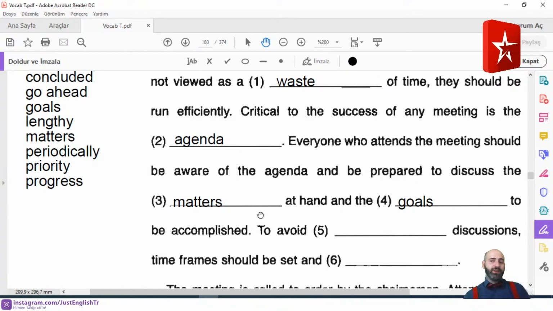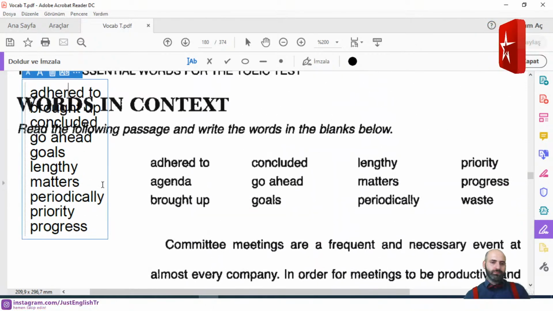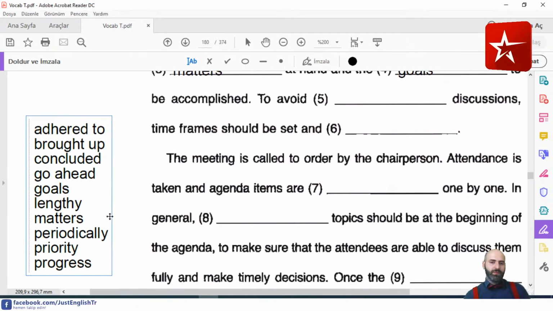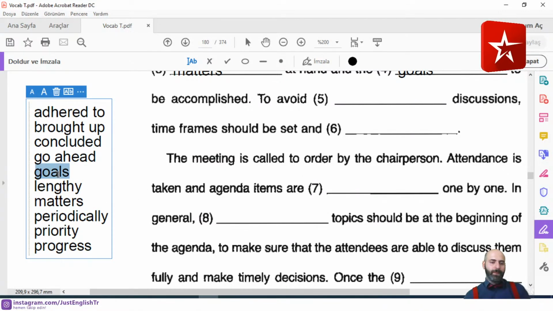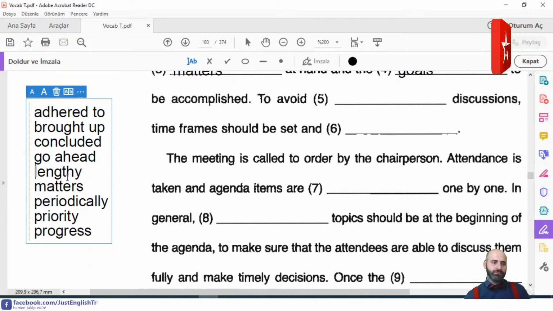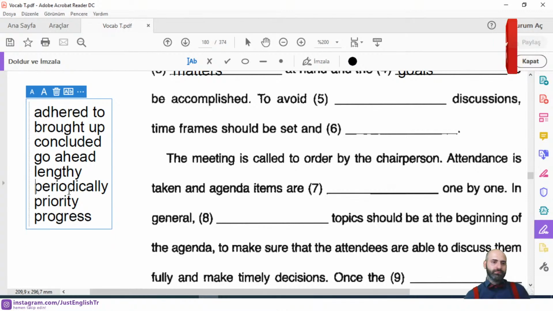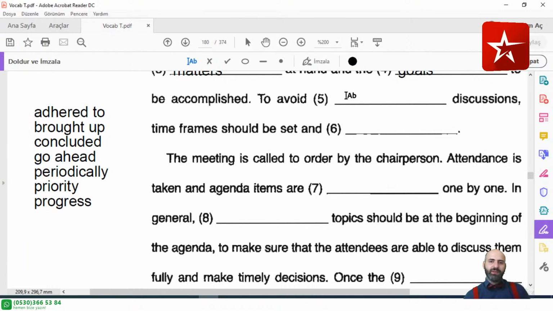Yeah, it is much better because we have matters like issues at hand, problematic things, and we need to accomplish our goals. To avoid blank discussions, I think we need adjective here. What kind of discussions? Length, lengthy. Do you agree, guys, with Ramazan and Mustafa? Firuz also says lengthy, and yes, guys, you are correct. Let's take lengthy to number 5.